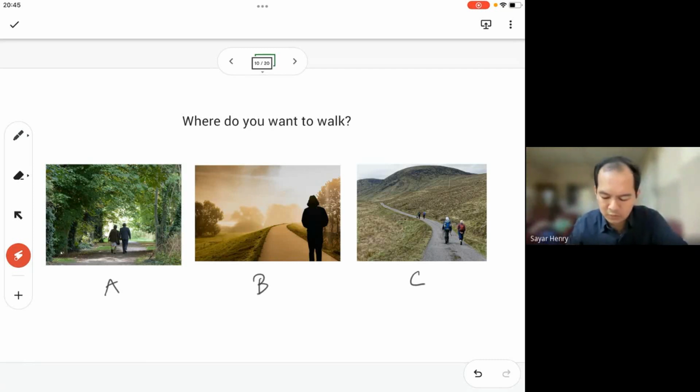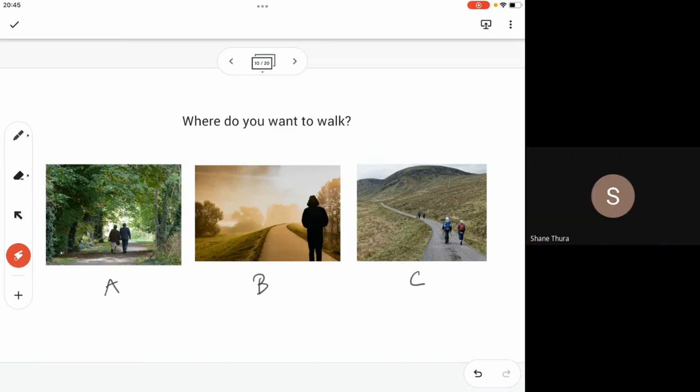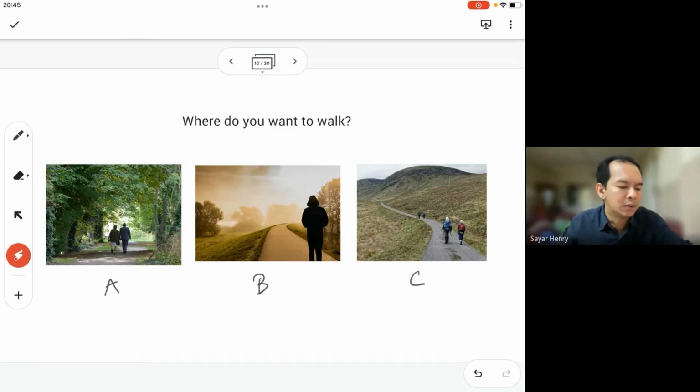So, for example, let's say you want to walk in this picture. If you want to walk here, then you also have to explain why you want to walk there, and you have to explain why you don't want to walk in A and C. So that's how you have to do it. Okay, I think some of you are ready. So let's do it with Shane Tura. Shane Tura, are you ready? Yes. Okay, let me hear where you want to go for a walk.